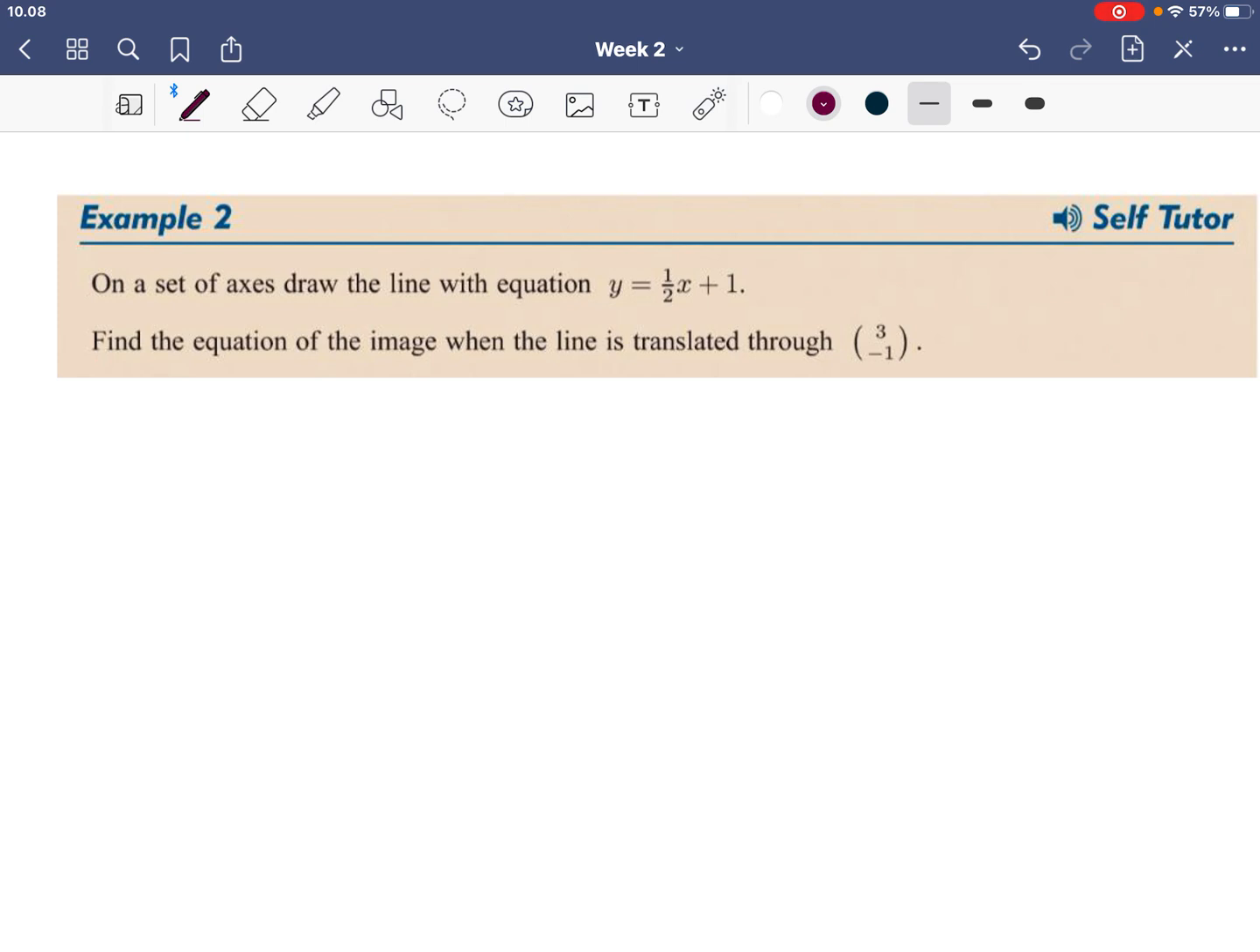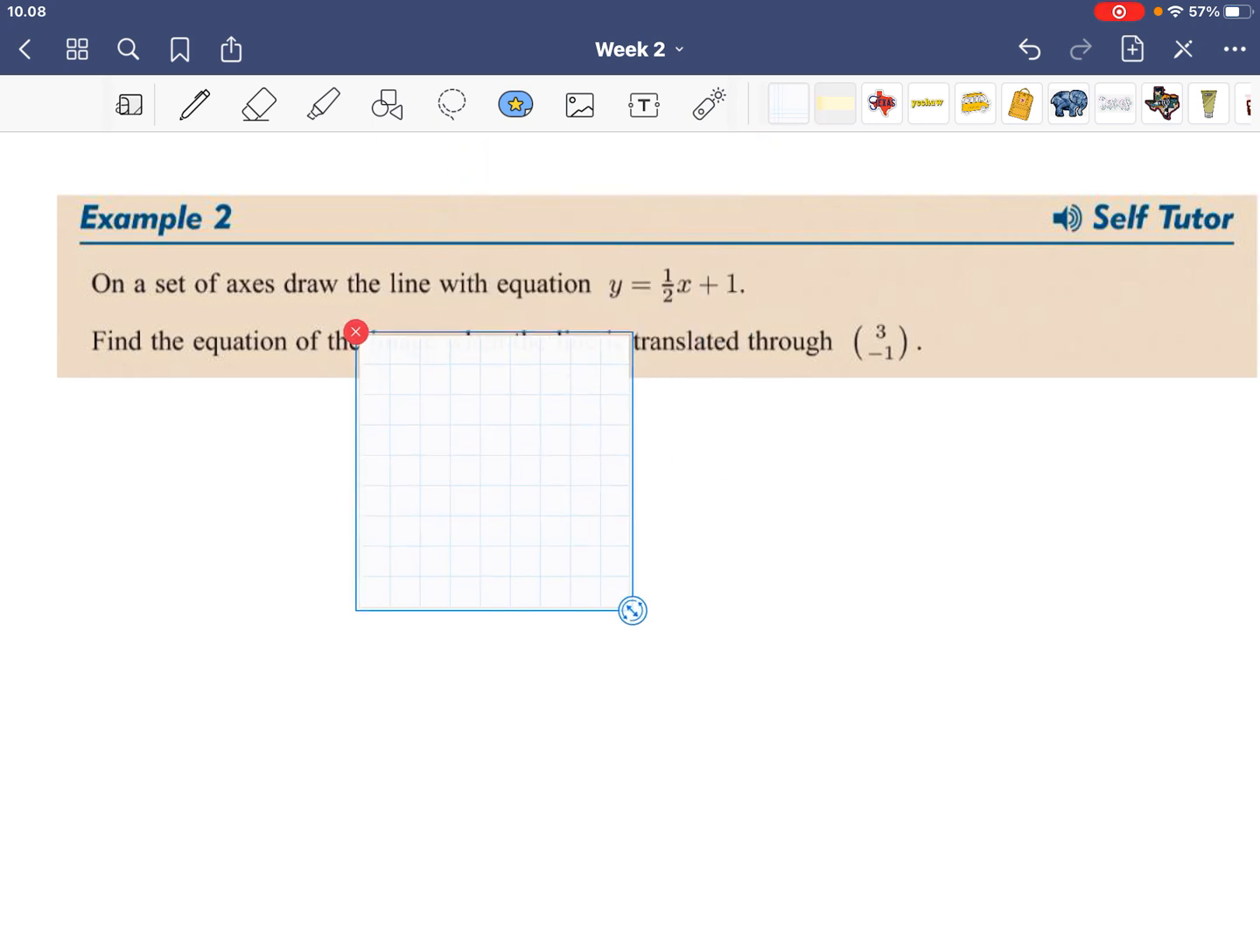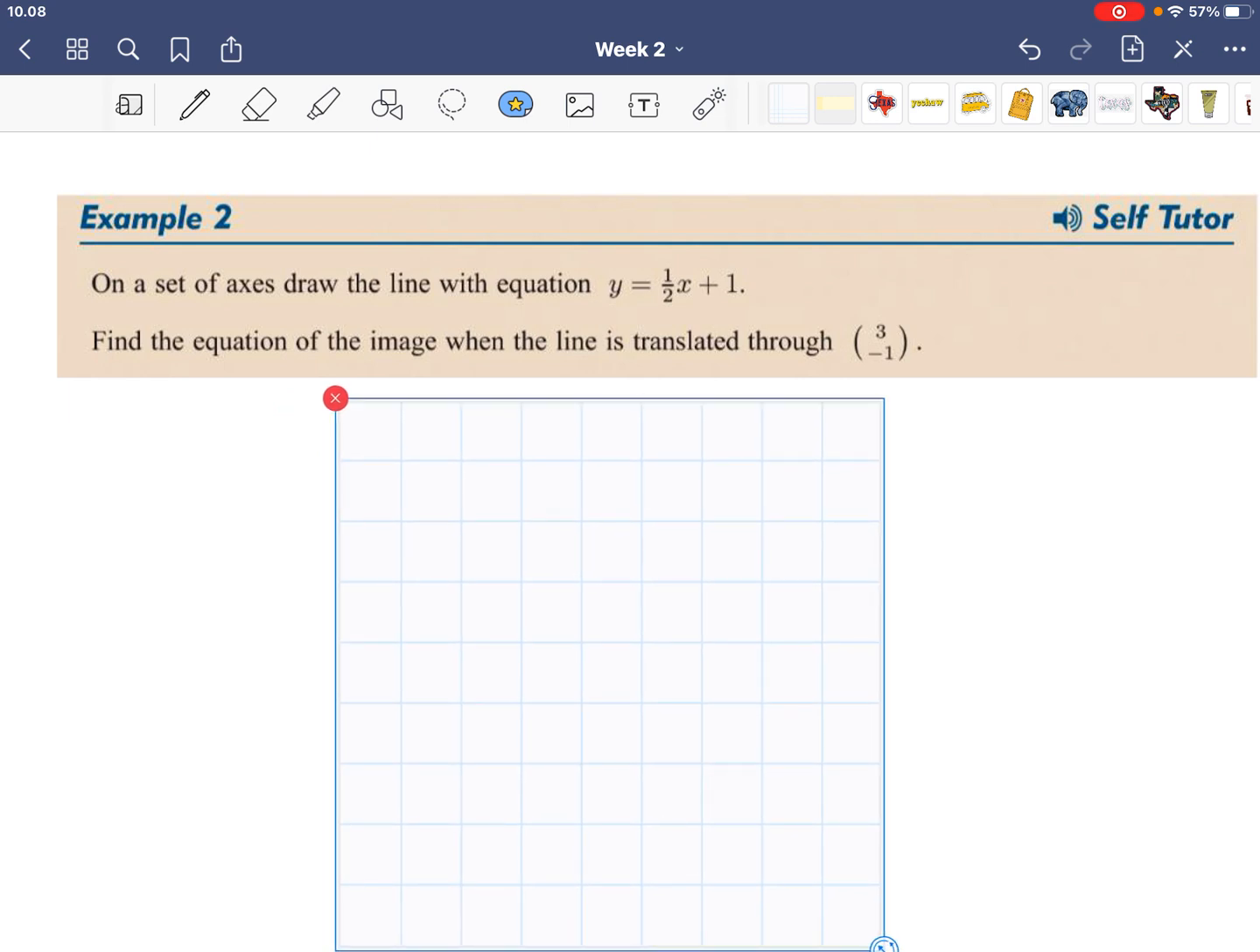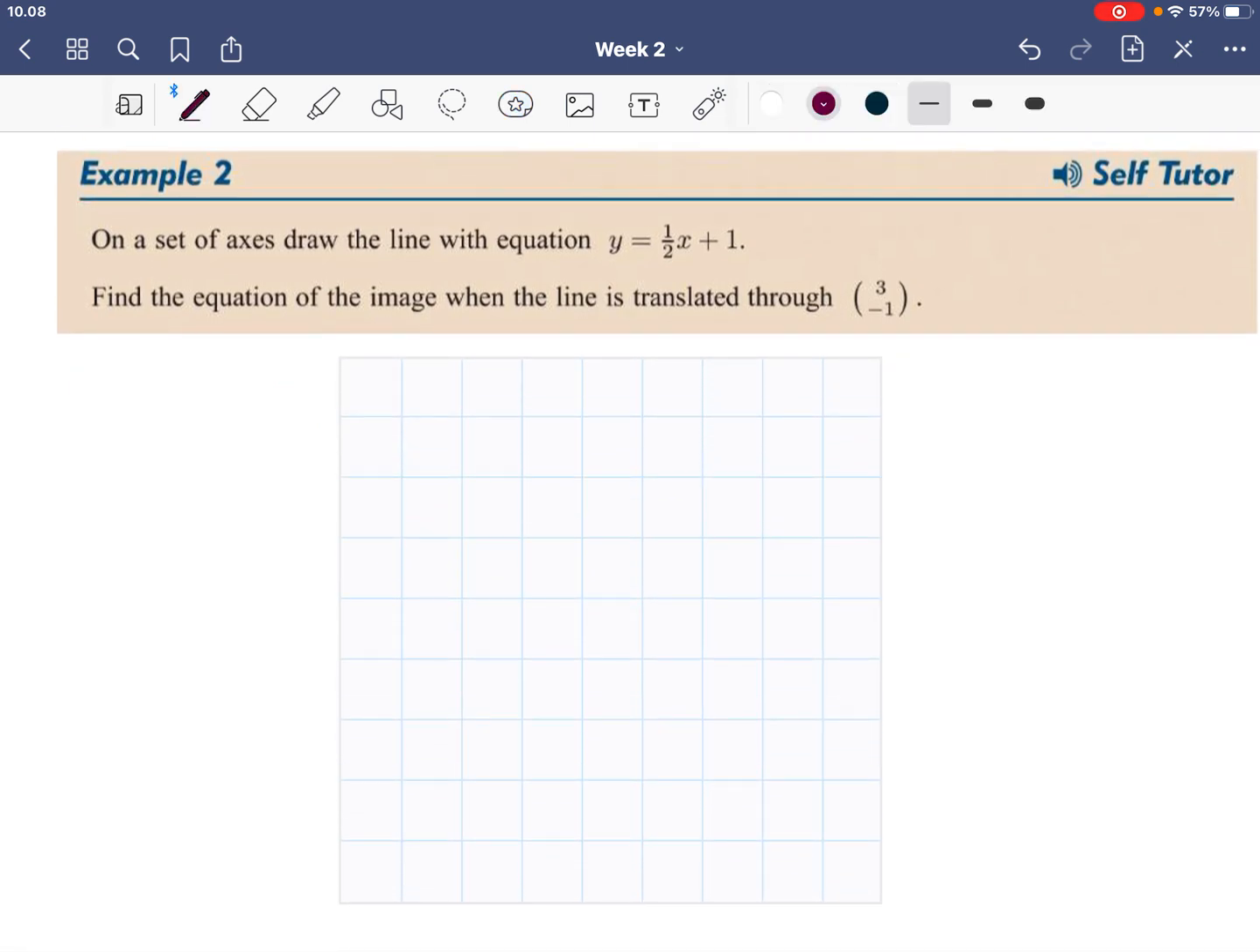Example 2, it says, on a set of axes, draw the line with the equation y equals 1/2 x plus 1. Find the equation of the image when the line is translated through 3 and -1. Okay, so let me make this here.